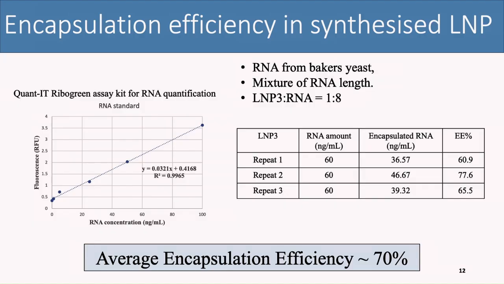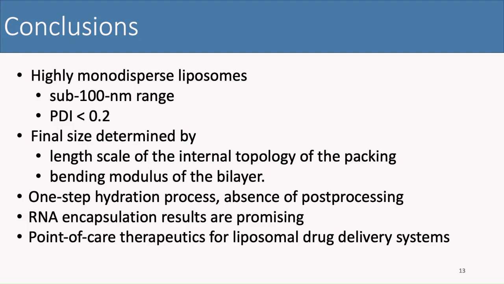So I'd like to conclude now, that we are able to produce highly monodispersed liposomes using this very simple method of packed beds. At least with the earlier lipids that we used, where we produced the liposomes, they were all in the sub 100 nanometer range, with a size distribution which was very tight.